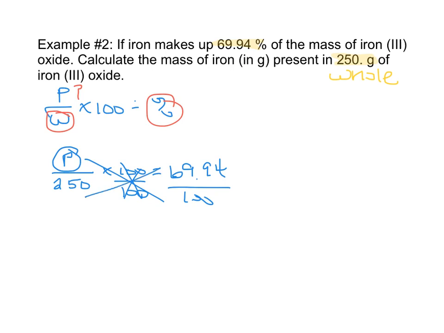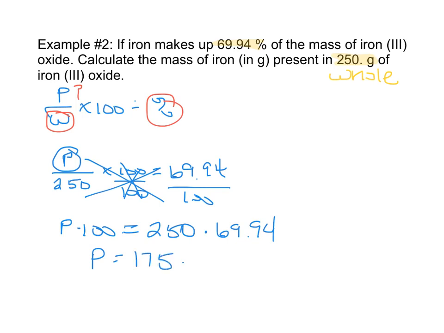So you get P times 100 equals 250 times 69.94. So divide both sides by 100, and you're going to get that P equals 174.85 grams. Since this is not a percent, we should be able to round this to 3 sig figs. So it's actually going to become 175 grams of iron.